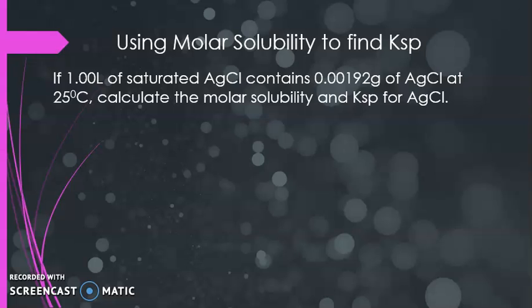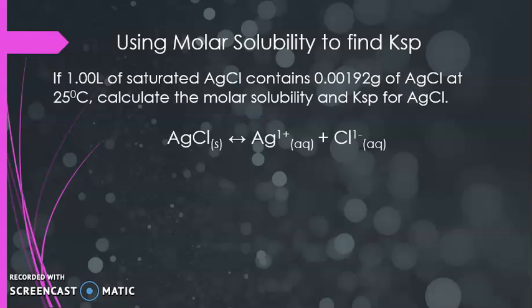Now, knowing that this problem is dealing with solubility, I always like to start off with an equation. Every single problem, I like to start off with some sort of an equation to look at. So if this is dealing with solubility, I'm simply going to write a dissociation equation. Here is solid AgCl dissociating into Ag+ and Cl- ions.